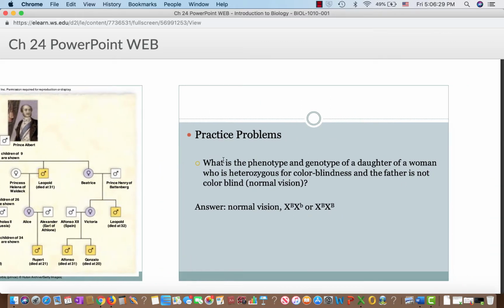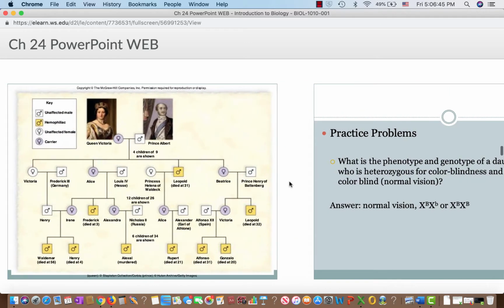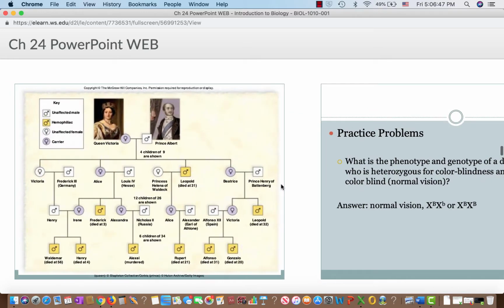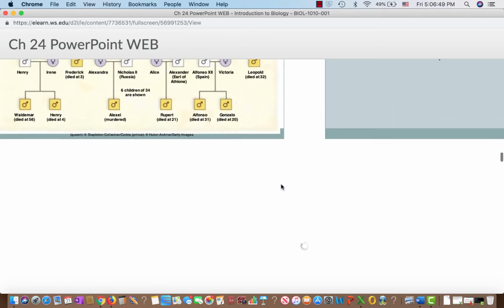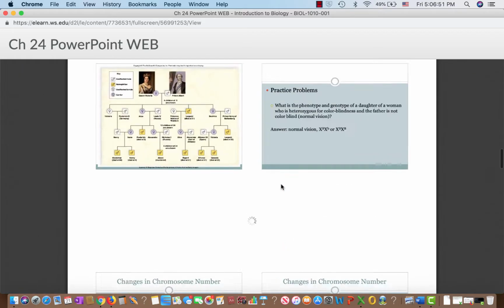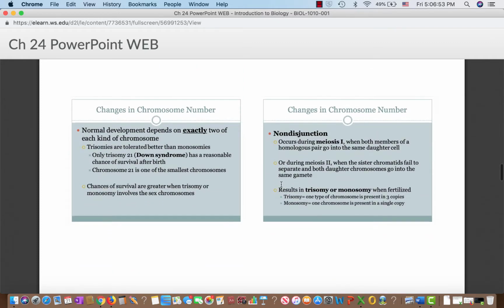Practice problem here, it's got the answer right down here, but what you need to do is try to go through and figure out the genotype and phenotype of the offspring from this pairing in the practice problem. And if you can do that, you'll be in pretty good shape for the exam.